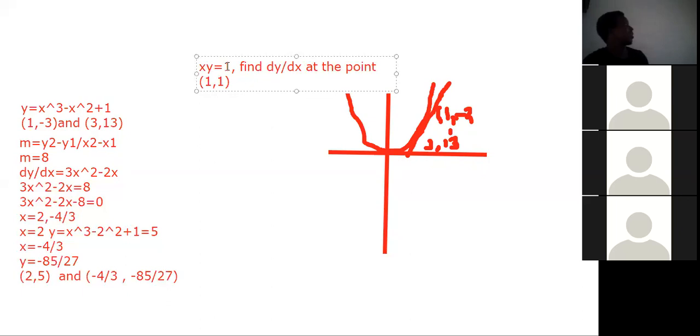So then I had negative 1. Negative 1. That's correct. Who else?